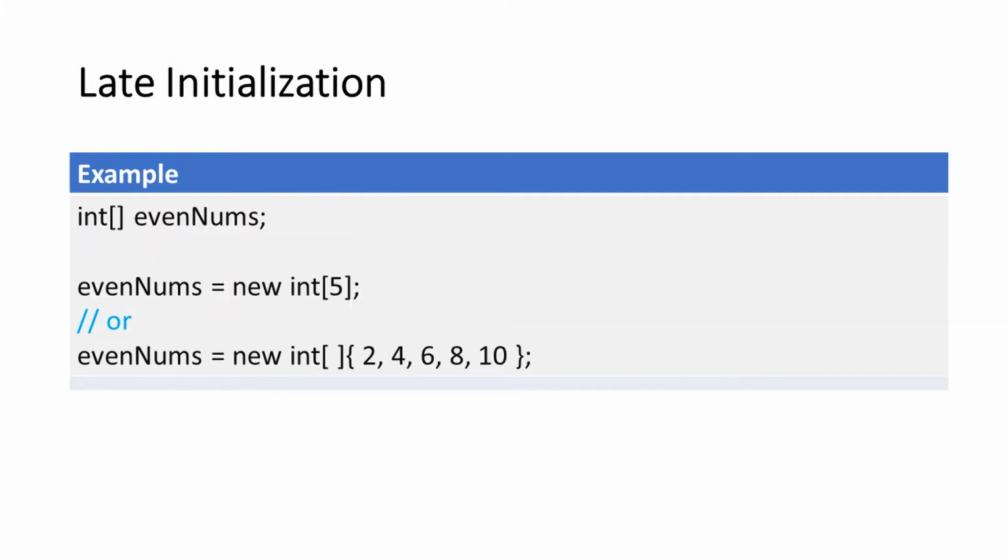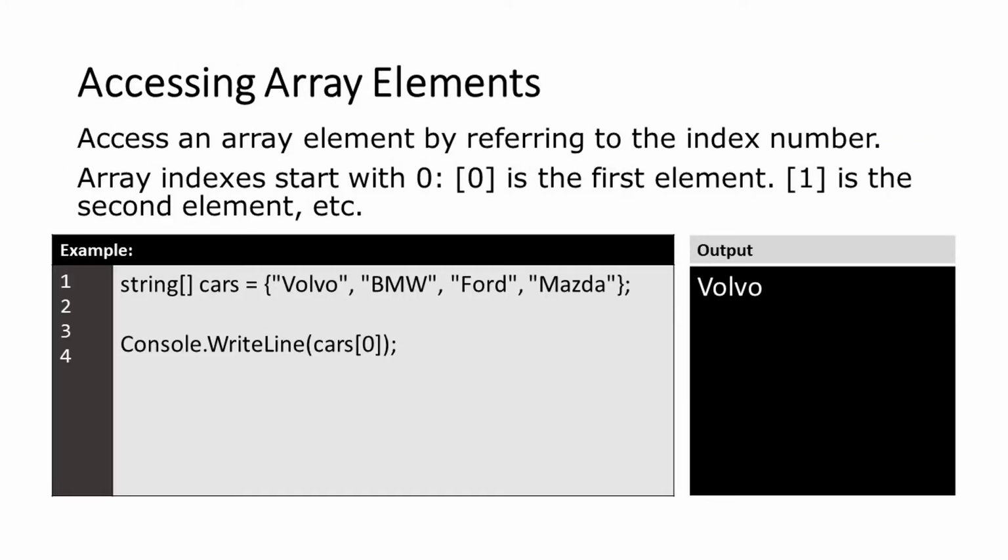In using an array, it is not necessary to declare and initialize an array in a single statement. You can first declare an array, and then initialize it later on using the new operator. In the example, the evennums array was declared first, then we initialized its size, or set the values of the elements in a separate line.